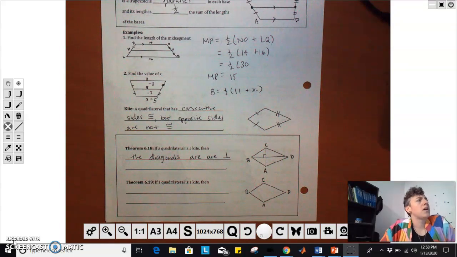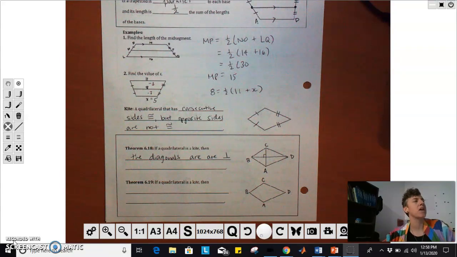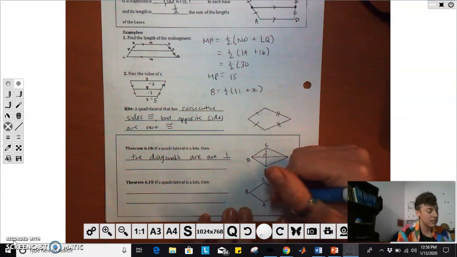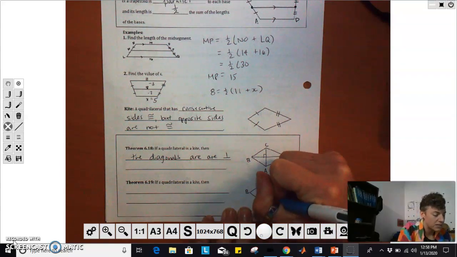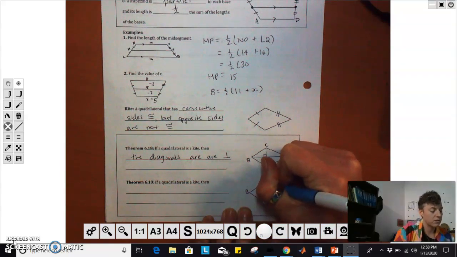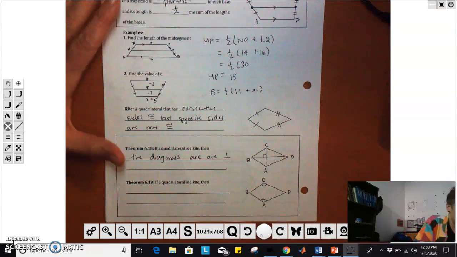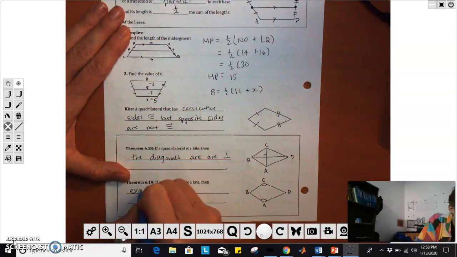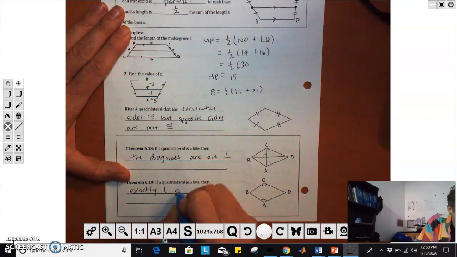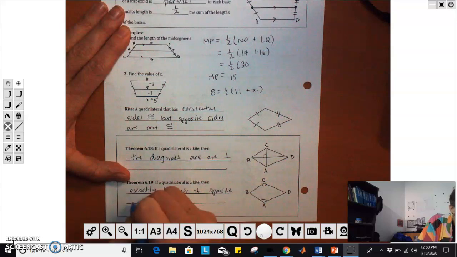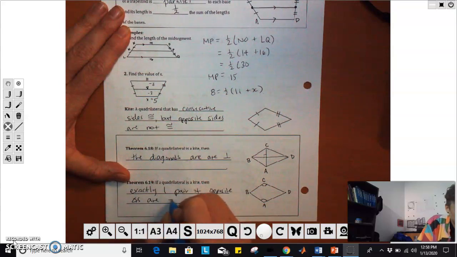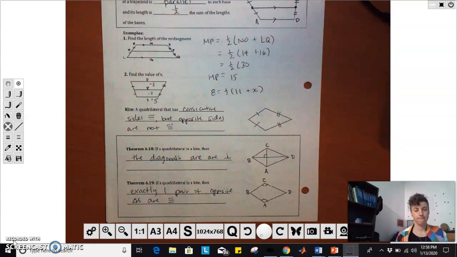And the next one, if a quadrilateral is a kite, then exactly one pair of opposite sides are congruent. If a quadrilateral is a kite, then exactly one pair of opposite angles are congruent. So only one pair are congruent. Exactly one pair of opposite angles are congruent.